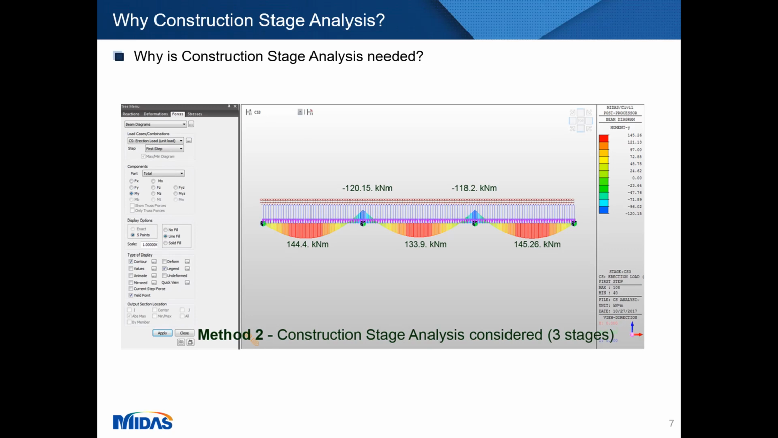Here we can see the values of sagging and hogging moment when construction stage analysis is performed, considering the sequence of construction. Here we can see there is a significant change in bending moment distribution. So here the sagging moment is dominant as compared to the hogging moment. So you can see the distribution is different. Here we are getting a sagging of around 145 kilonewton meter as compared to 120 kilonewton meter sagging in the previous case, and here we are getting a hogging of 120 kilonewton meter. So you can see there is a significant difference.